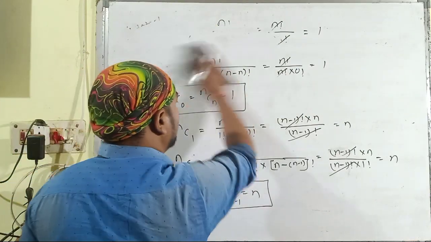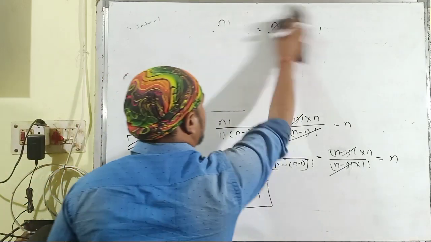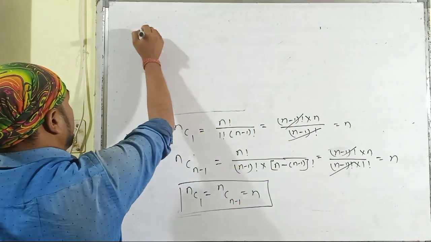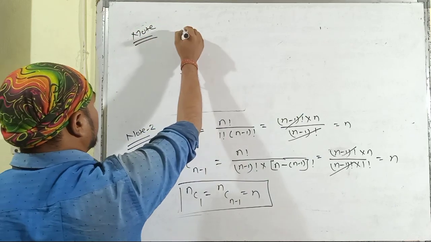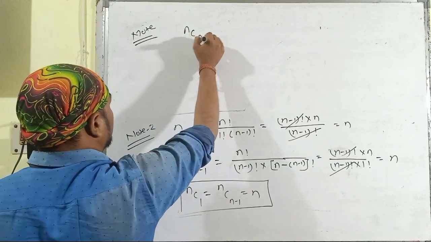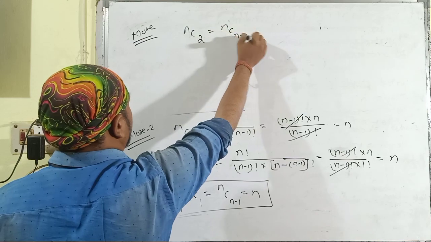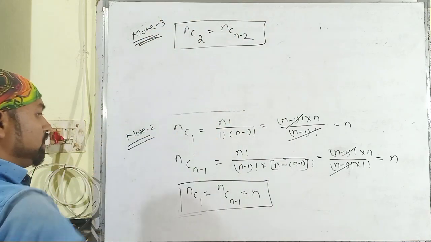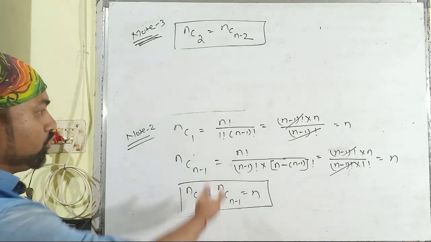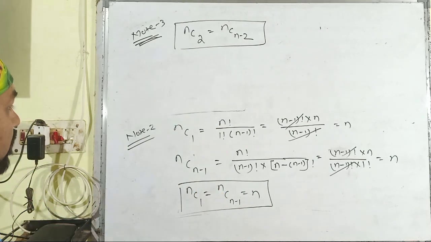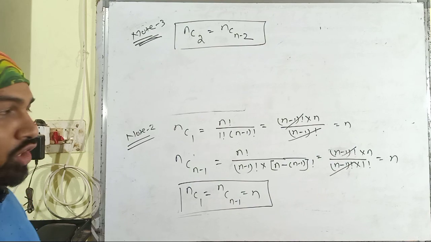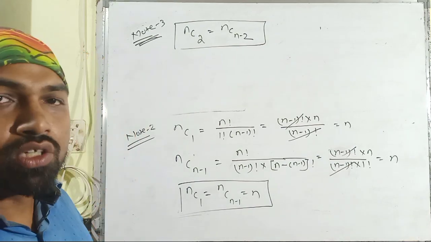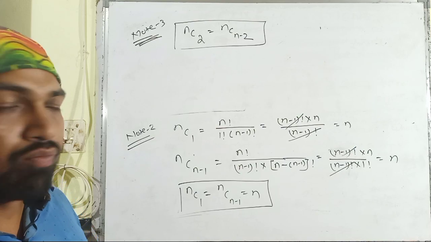Similarly, in note number 3, we can also prove that the value of nC2 is equal to nC(n minus 2). This is the note number 3. And we can prove this by using the above procedure. So these are some of the fundamental notes based upon the combination topic and the formulas of combination. Then moving towards some of the properties based upon the combination topic.